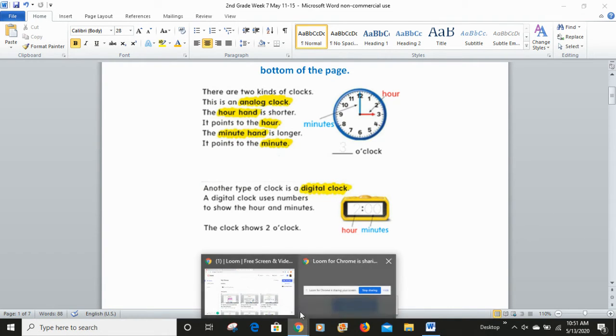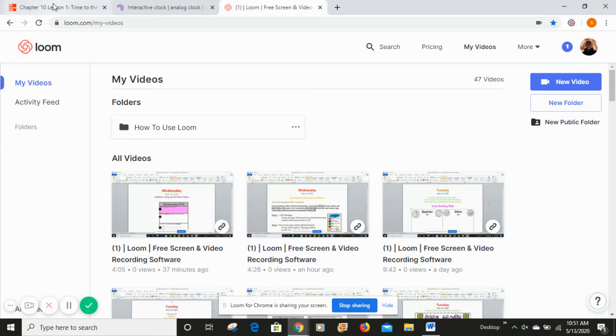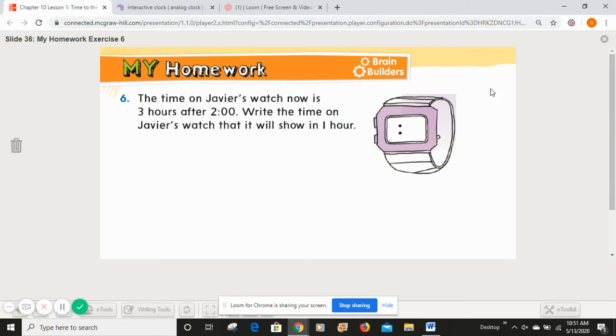Let's look at, all right, here is a digital watch. And it says the time on Javier's watch is now 3 hours after 2 o'clock. So this is the first thing we have to kind of look at. Now it says write the time on Javier's watch that it will show in 1 hour. So I kind of like to say that this says in 1 more hour. So we've got 3 hours after 2 and then 1 more hour. So what would that look like?